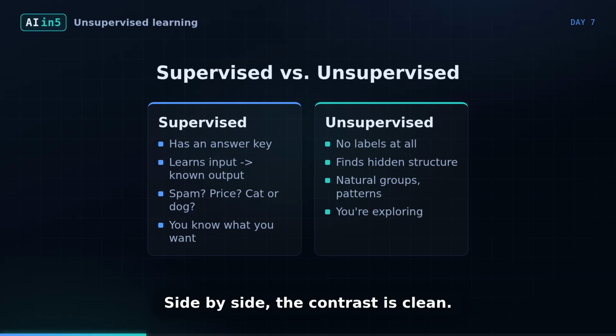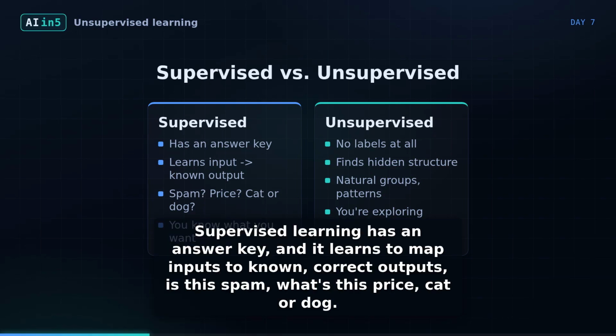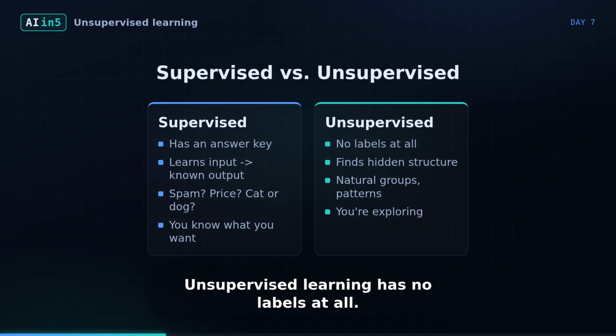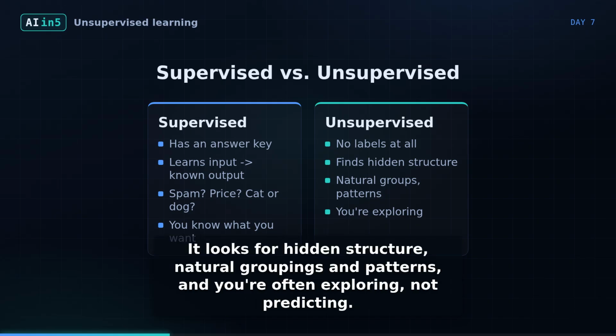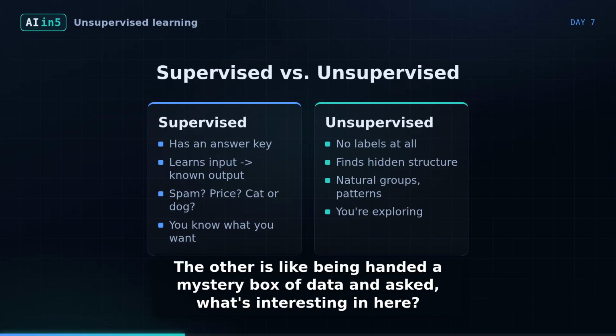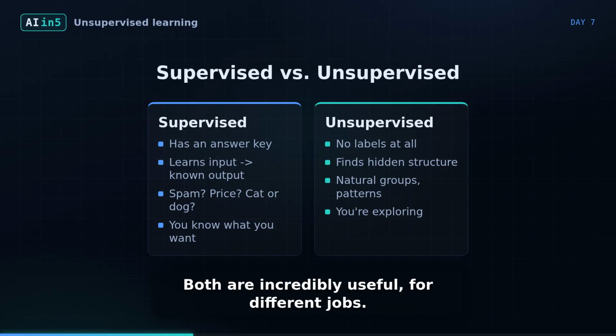Side by side, the contrast is clean. Supervised learning has an answer key, and it learns to map inputs to known, correct outputs. Is this spam? What's this price? Cat or dog? You already know what you're trying to predict. Unsupervised learning has no labels at all. It looks for hidden structure, natural groupings, and patterns, and you're often exploring, not predicting. One is like studying with the answers in the back of the book. The other is like being handed a mystery box of data and asked, what's interesting in here? Both are incredibly useful for different jobs.